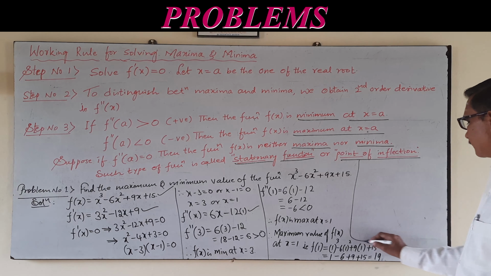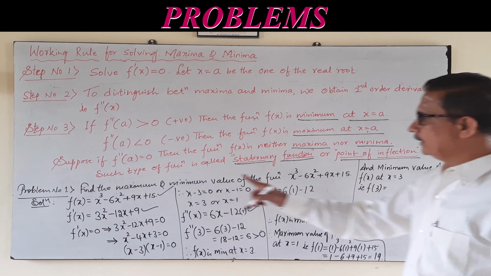minimum ಎಷ್ಟು ಬರಬೇಕು ಹೇಳ್ರಿ ನಾವು? more than 19 ಬರಬೇಕು, less than 19 ಬರಬೇಕು? Less than 19. And minimum value of f of x at the point x is equal to ಯಾವ ಪಾಯಿಂಟ್ ಒಳಗೆ ಮಿನಿಮಮ್ ಬಂದಿದೆ? At x equal to 3.